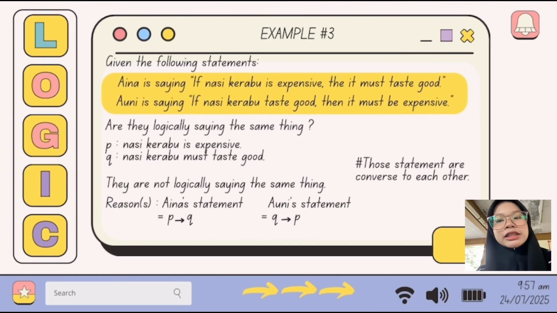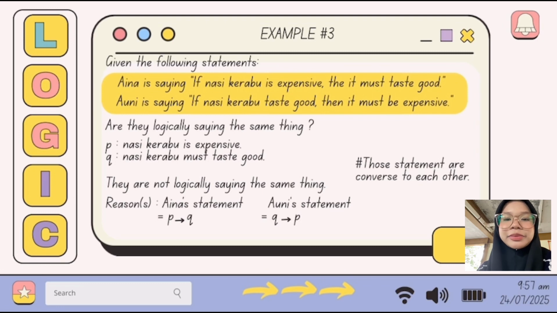So we have the last example. For this example, we are given two statements. The first statement made by Aina is if nasi kerabu is expensive, then it must taste good. The second statement made by Auni is if nasi kerabu tastes good, then it must be expensive. Now, we want to determine whether these two statements are logically saying the same thing. At first glance, these two statements might sound similar, but logically, they are actually not saying the same thing.